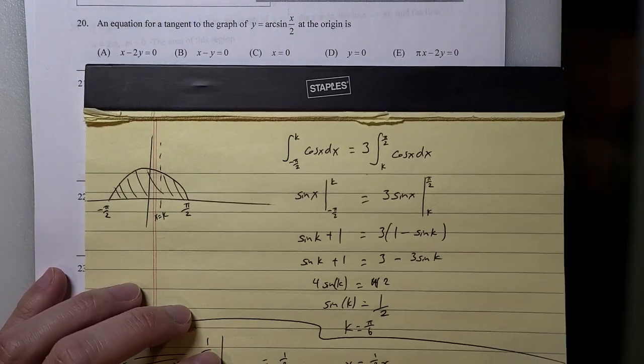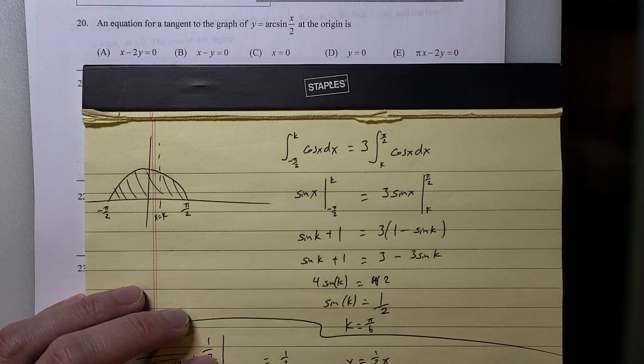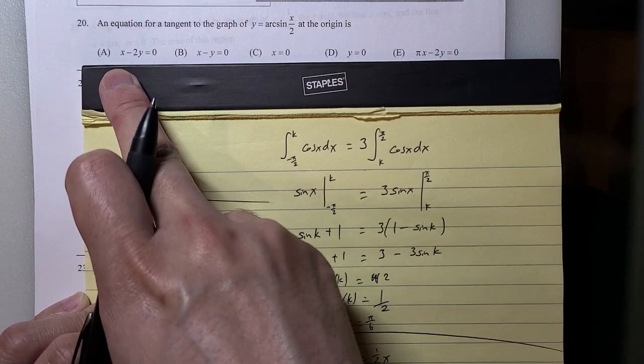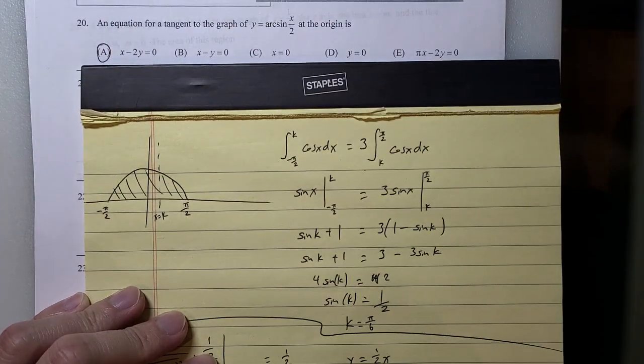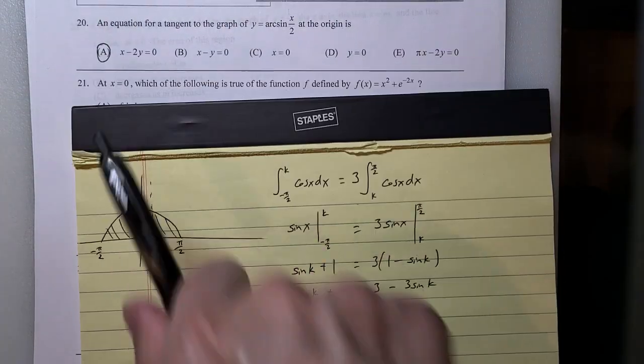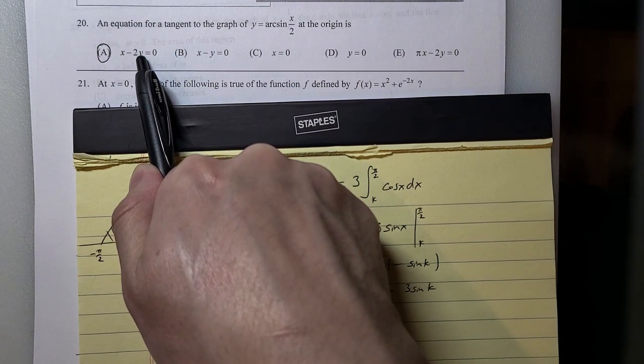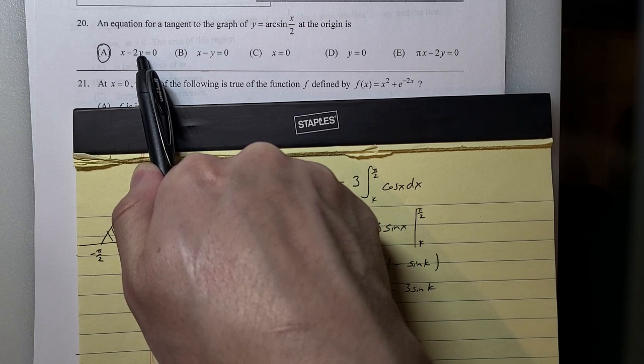We don't quite get one of those. We need to reorganize it a little bit. It looks like it's A, though. Yes. Okay, if you just rearrange the equation a little bit, it'll be negative 2y is equal to negative x. So y is equal to x over 2, which is the same thing here. Okay.